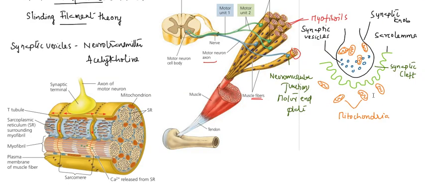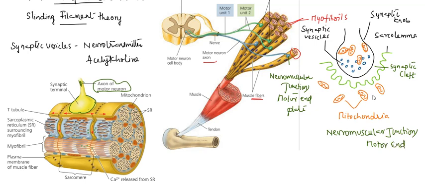Here again I'm showing one more diagram. You can see this is the axon of the motor neuron, and this is the synaptic terminal. It's forming the neuromuscular junction or motor end plate, and this is how it looks at that point. This is what I mentioned, the neuromuscular junction, which is also called the motor end plate.